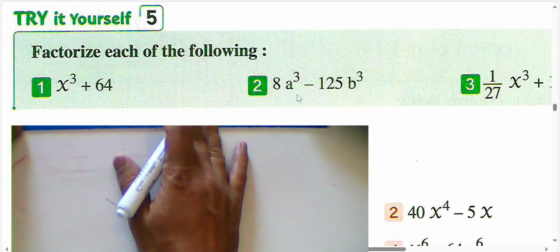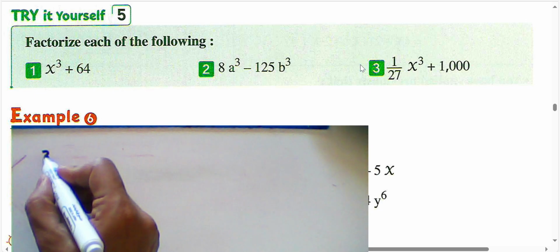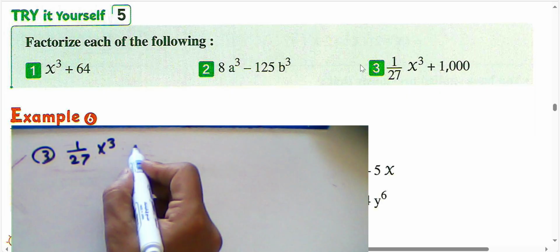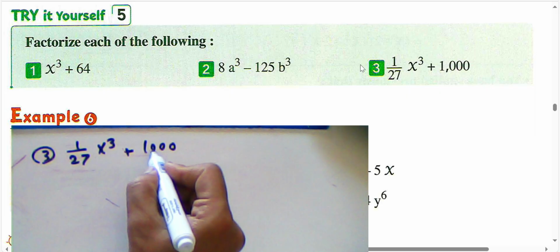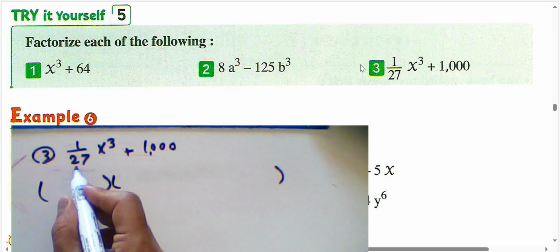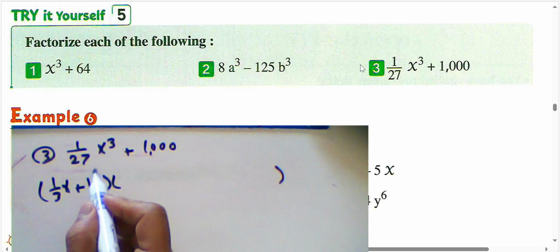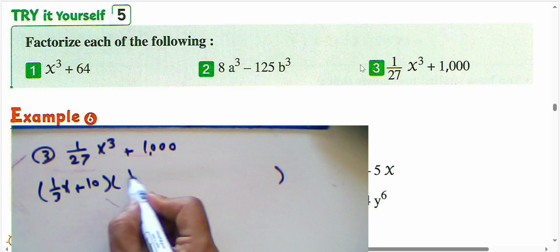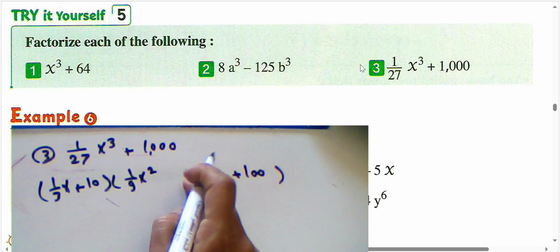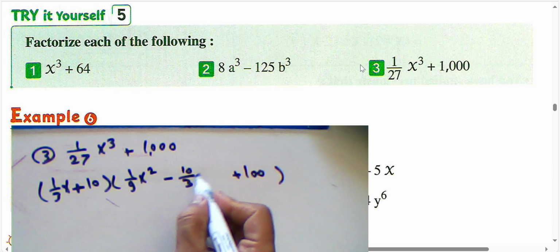Okay, number 3: 1 over 27 x power 3 plus 1000. We can factorize with small brackets and greater brackets. The cubic root of the first is 1 over 3 x, and the cubic root of 1000 will be 10. Then 1 over 3 x power 2 will be 1 over 9 x power 2, and 10 power 2 will be 100. The middle here will be first times second, and change the sign, it will be negative 10 over 3 x.